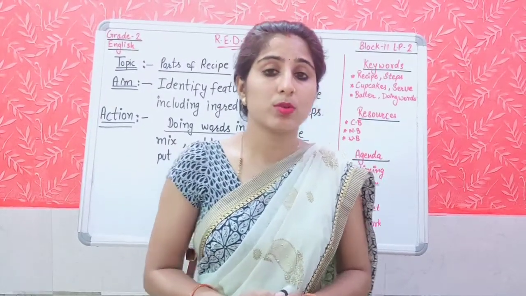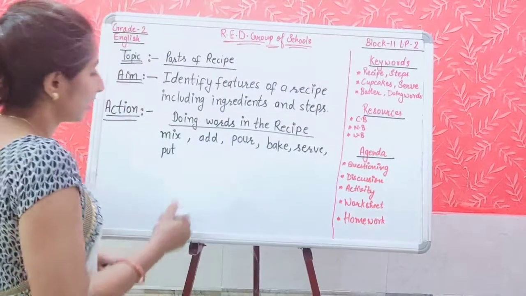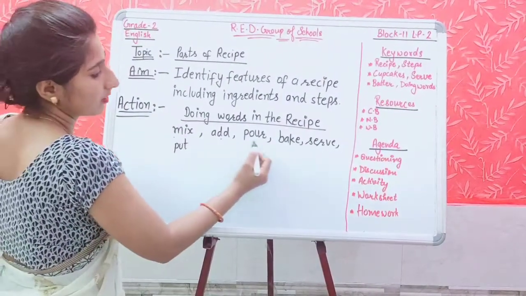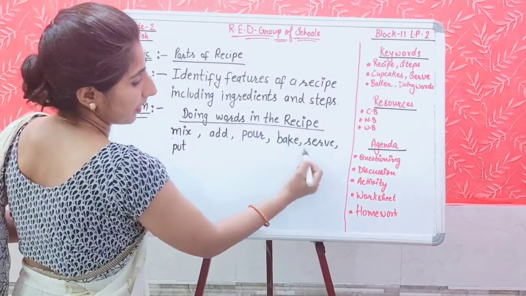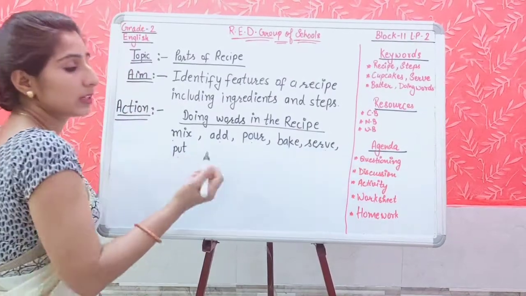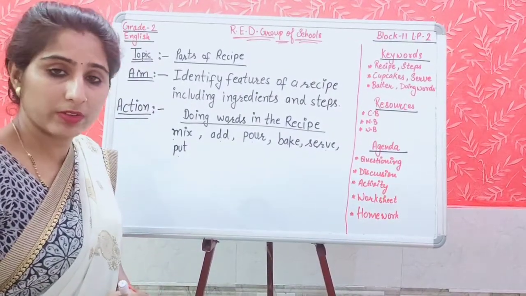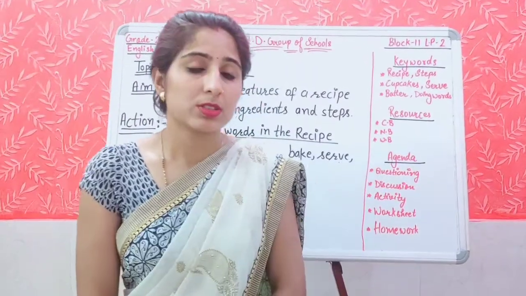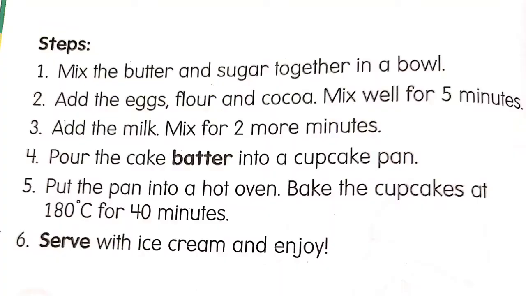I have written on the board which doing words we have read: mix, add, pour, bake, serve, put. These are the doing words which were given in the steps. Yes students, now look at this page again. Where are the doing words in the sentences? Just now you have read the doing words from the board. Where are these doing words given in the sentences?